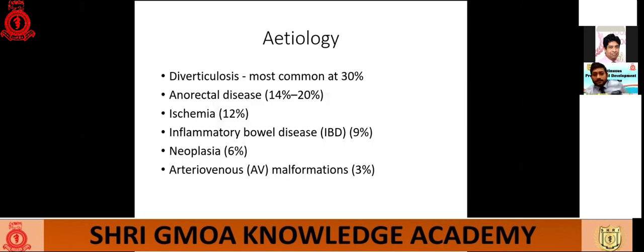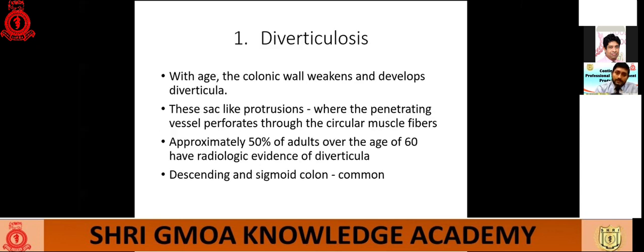So what are the common causes of lower GI bleeding? The most common one is diverticulosis. Then there are anorectal diseases, which include fissures, hemorrhoids, proctitis and other things. And ischemia, inflammatory bowel disease, neoplasia, and AV malformations are the other causes that come up in lower GI bleeding. So what is diverticulosis? Diverticulosis is the commonest cause of lower GI bleeding.